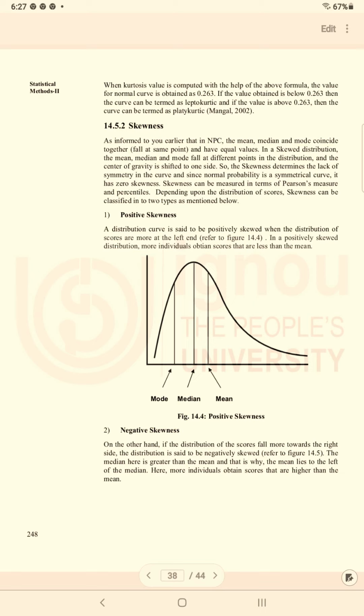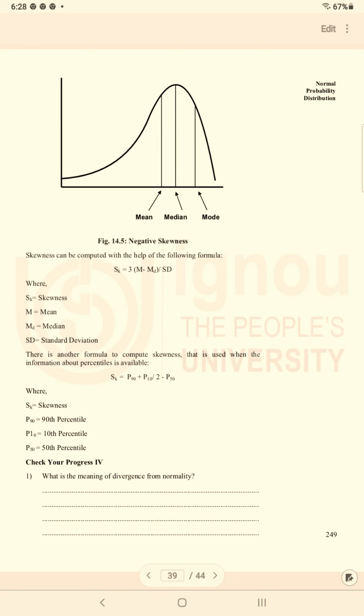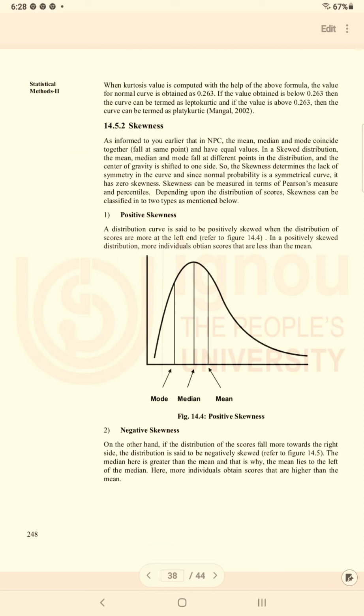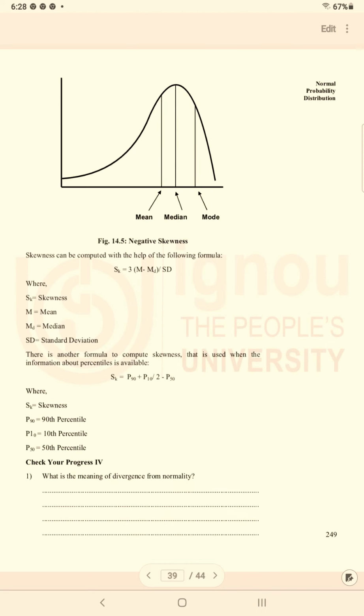2. Negative skewness. On the other hand, if the scores fall more towards the right side, the distribution is said to be negatively skewed, refer to figure 14.5. The median here is greater than the mean, and that is why the mean lies to the left of the median. Here, more individuals obtain scores that are higher than the mean. Mode, median, mean. Normal probability distribution. Fig. 14.5. Negative skewness.